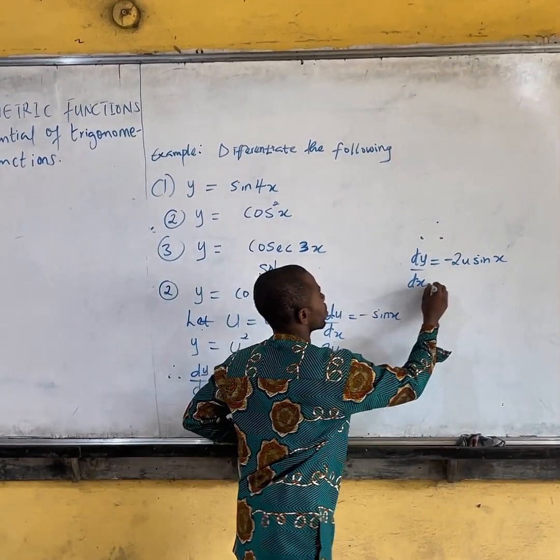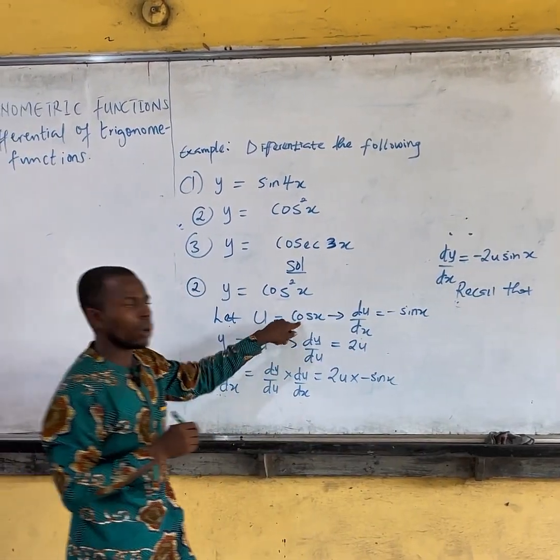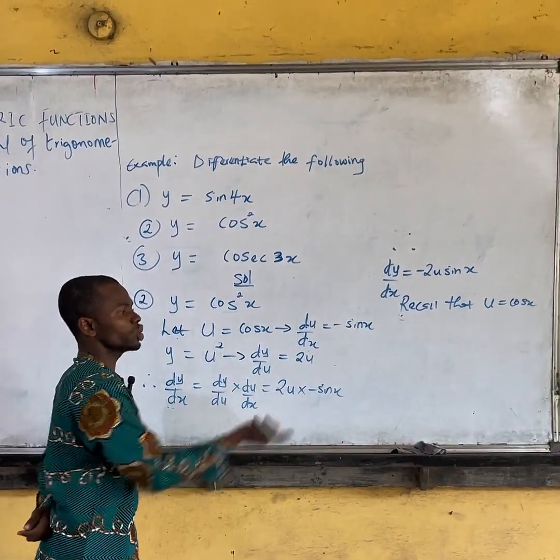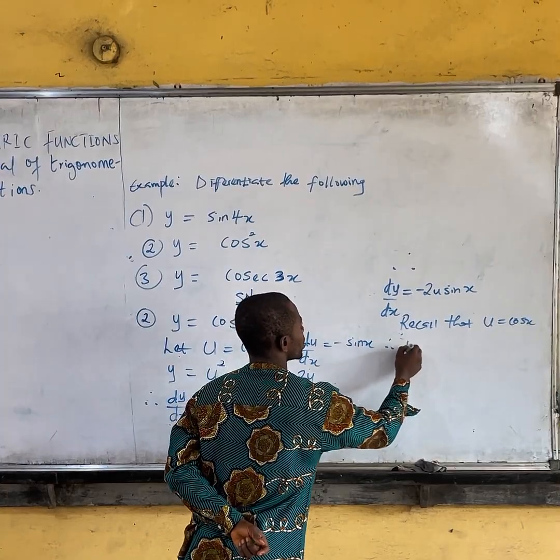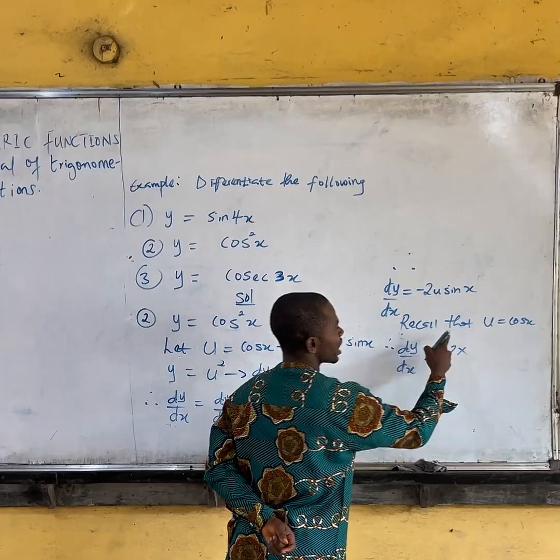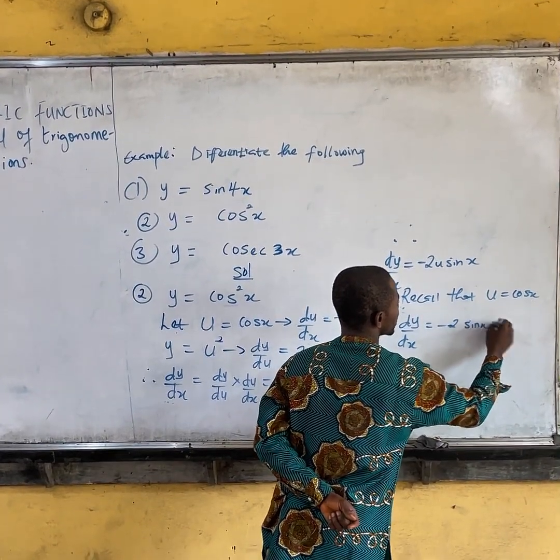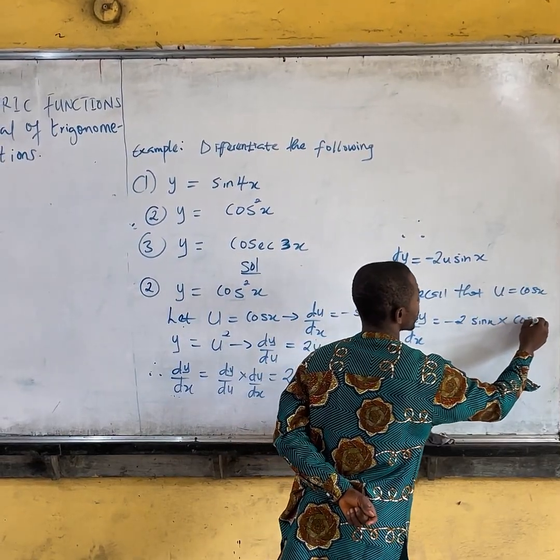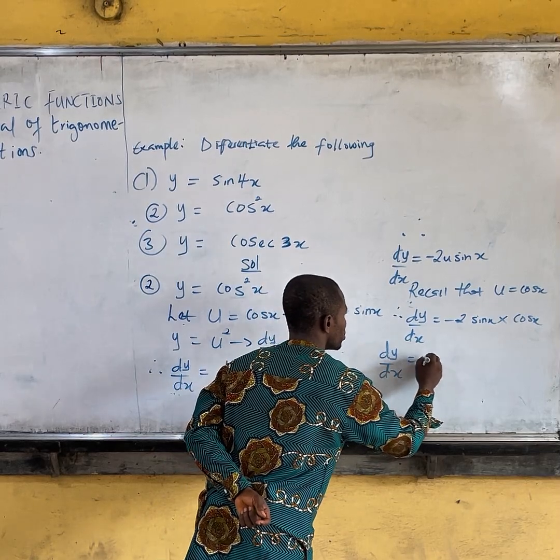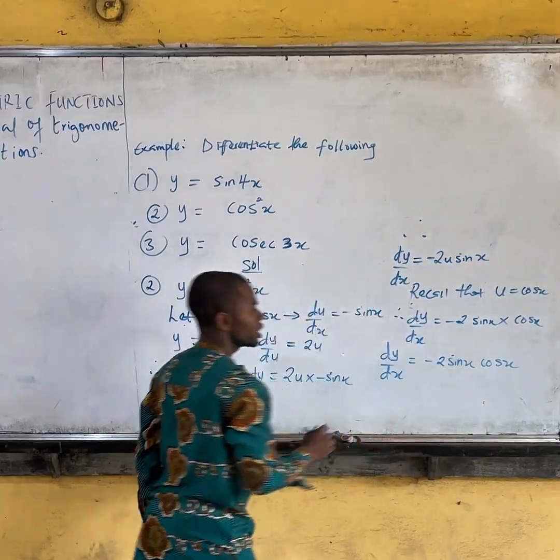Don't forget, we are solving with respect to x, not u. You will recall that u is cos x. From the beginning, we said let u be cos x. So you substitute the value back. So therefore, dy over dx equals minus 2 sine x times u. Our u is cos x. So dy over dx will now be minus 2 sine x cos x. This is the final answer.